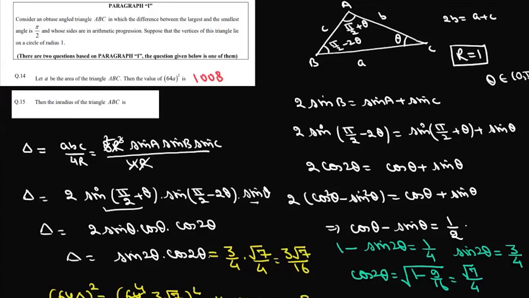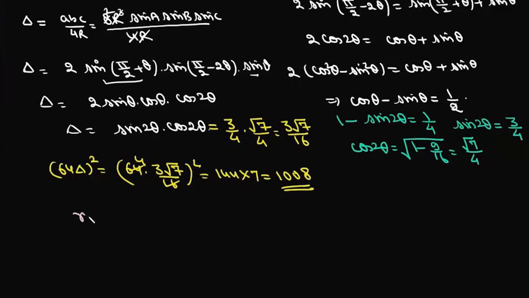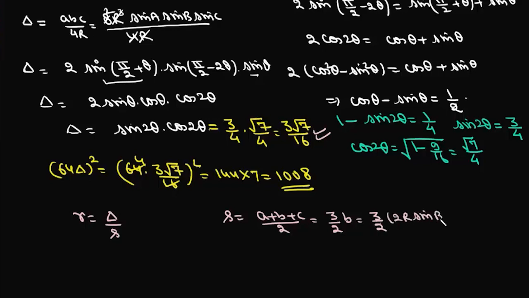Now we know that r is delta upon s. Now delta we have already figured out. This delta is 3 root 7 by 16. We just need to find the value of s, and s is the semi-perimeter. So this s is A plus B plus C by 2. Now since A, B, C are in AP, so A plus C is 2B. So there will be simply 3 by 2 B, and this is 3 by 2 times 2R sine B. Now R is 1.